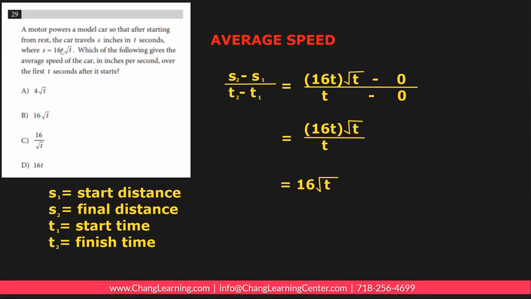So therefore, if we plug in t, we get S2 equals the formula, 16t root t, minus the starting distance, which was 0, over t minus 0. So basically, it's the formula divided by t, because we're going from 0 to t. And the t's will cancel out, and we get the correct answer, 16 square root t. Correct answer was B, 16 times the square root of t.